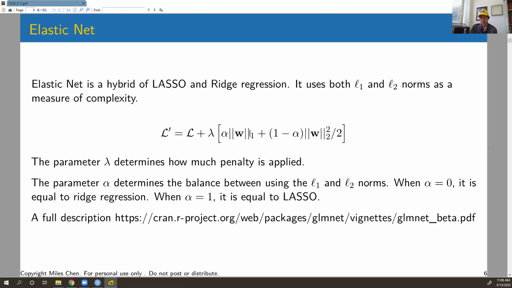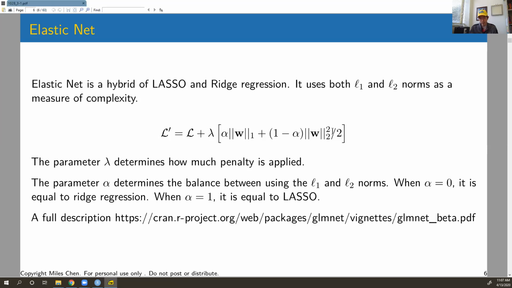So elastic net with alpha equal to 0 is equivalent to ridge regression. On the other hand, if alpha equals 1, then there's no L2 norm for W, and all the weight is placed on the L1 norm. And so with alpha equal to 1, elastic net is equal to LASSO, okay? And then you can pick something in between, such as alpha equal to 1/2, and that's going to split the difference, and the complexity parameter will be half L1 and half of the L2 norm, okay?